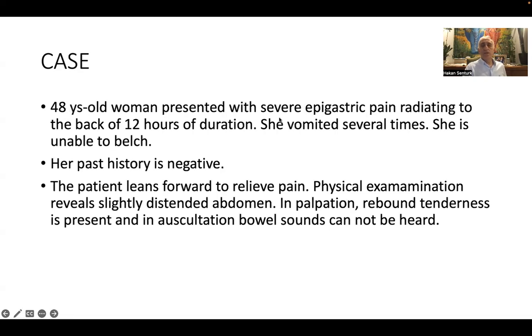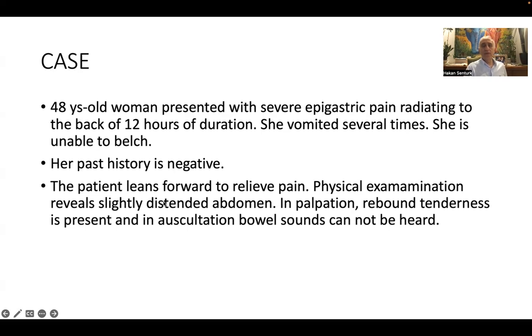A 48-year-old woman presented with severe epigastric pain radiating to the back for 12 hours duration. She vomited several times and she is unable to belch. Her past history is negative. The patient leans forward to relieve pain. This symptom is very characteristic of acute pancreatitis.